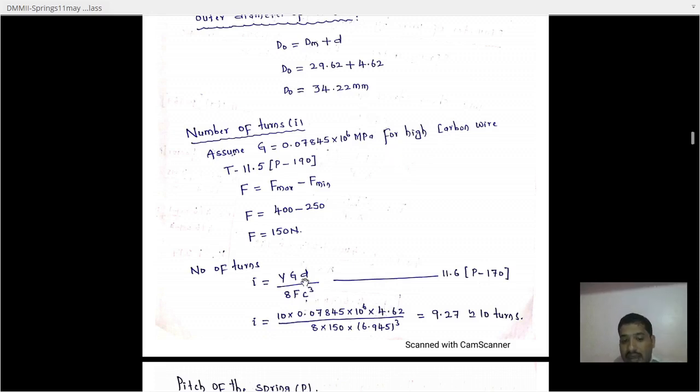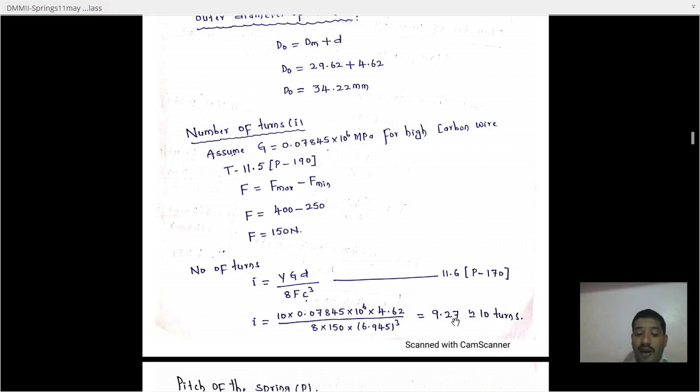Okay, and D we already have. How much? 4.62 divided by 8 into F. F is the force acting on the spring, into 150, into the spring index 6.945, whole cube. If you divide this value, you will get 9.27, so it is approximately equal to... how many number of turns here? The number of turns should be 10.